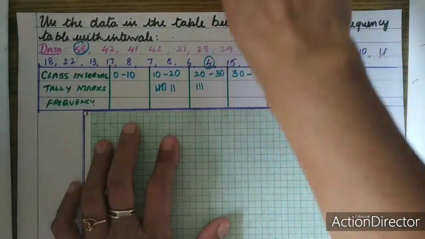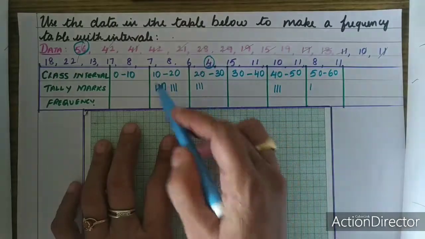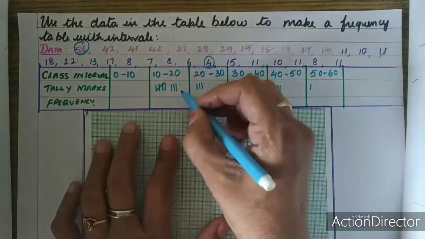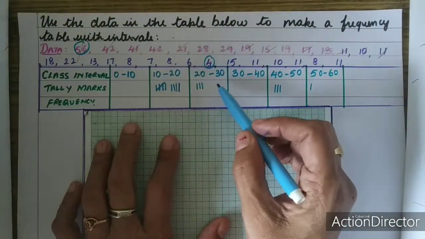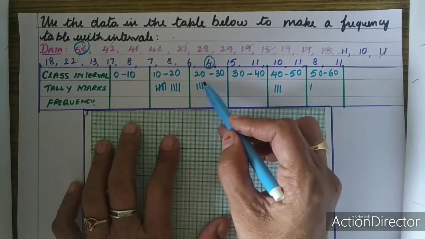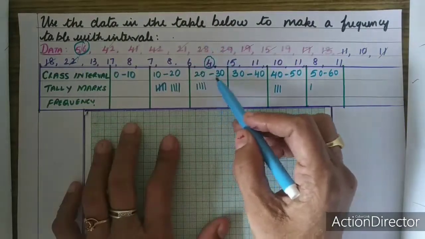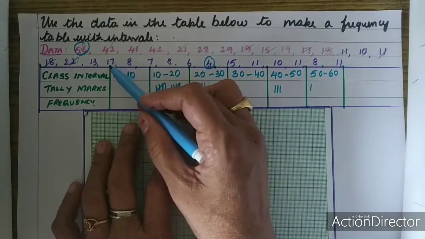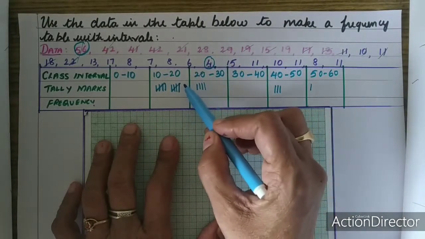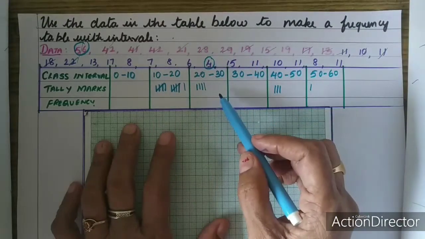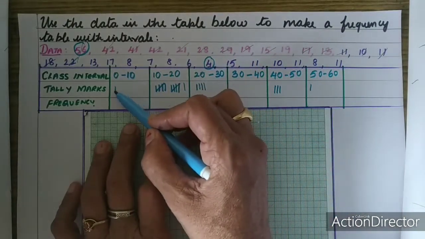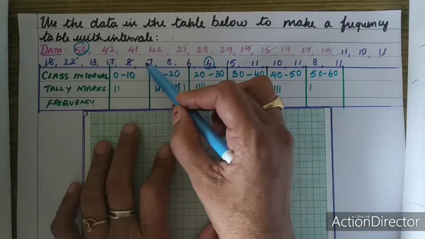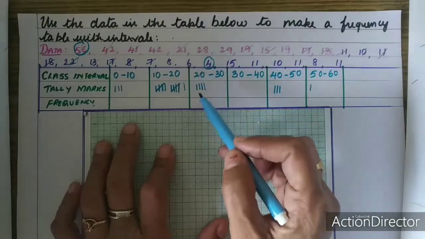Again 11. 11 again lies between 10 to 20. Next is 18. 18 lies between 10 to 20. Next is 22. 22 lies between 20 to 30. Next one is 13. 13 lies between 10 to 20. Next one is 17. 17 lies between 10 to 20. Next one is 8. 8 lies between 0 to 10. 7. 7 lies between 0 to 10. 8. 8 lies between 0 to 10.